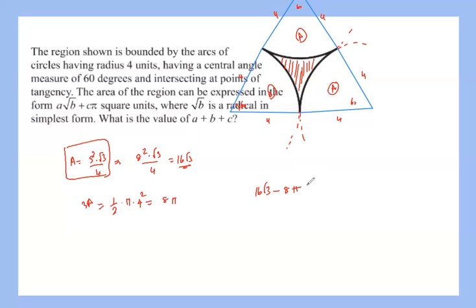Then we can just find those a, b, c. So a is 16, b is 3, and c is -8. If you add those, you will get 11. And that is the final answer. So I hope that makes sense.